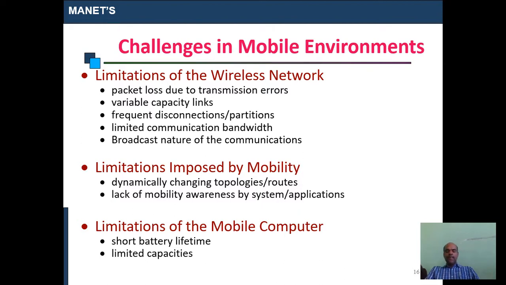As there is no fixed infrastructure and no power backup, we need to maintain the complete network with the short battery lifetime of that particular battery, as well as limited capacities.